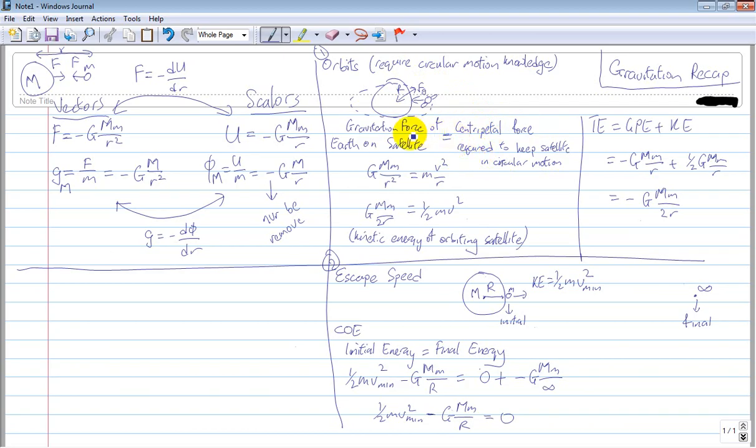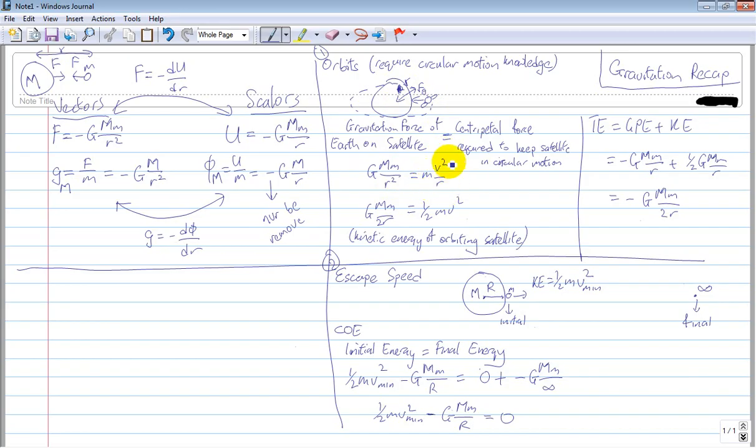So GMm over r squared, where, maybe I should replace this R by small r. So this distance is small r. GMm over r squared is the Fg acting on the satellite, and this equals mv squared over r from your circular motion.